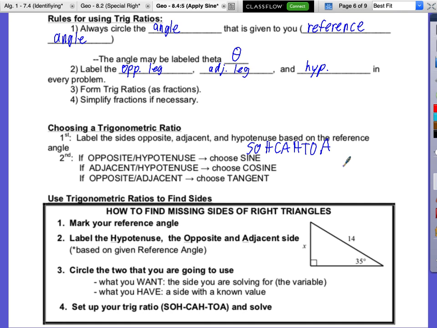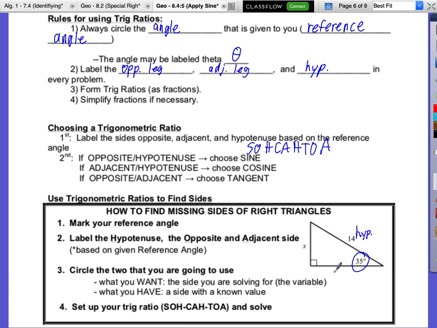In order to find missing sides of a right triangle, we're going to mark the reference angle. So here we have the angle. We can mark it, put a circle around it. Label the hypotenuse, opposite, and adjacent sides based on this reference angle. So this is the what?